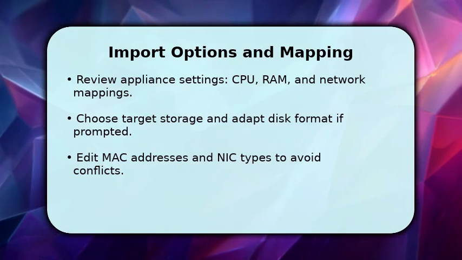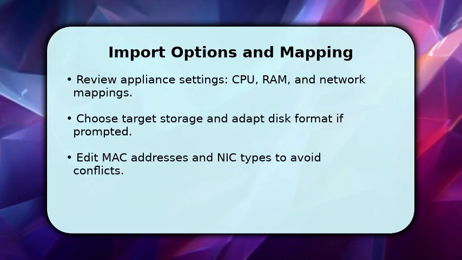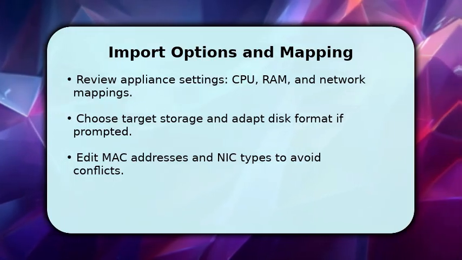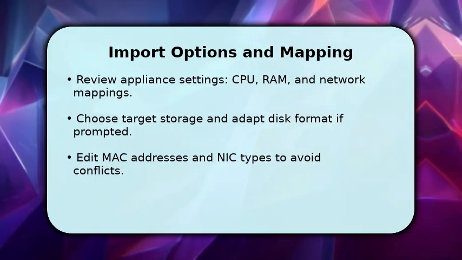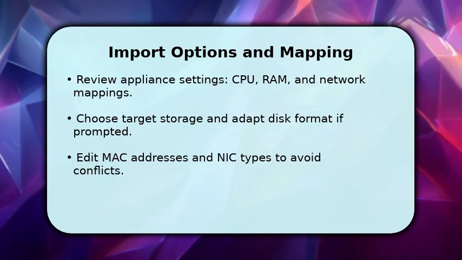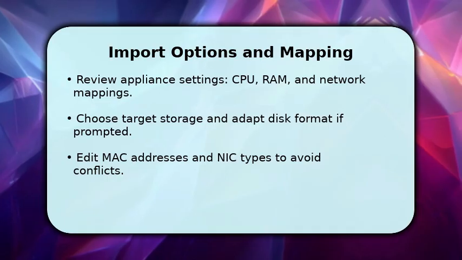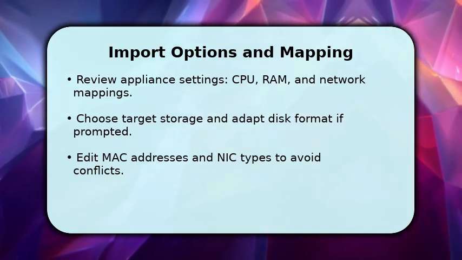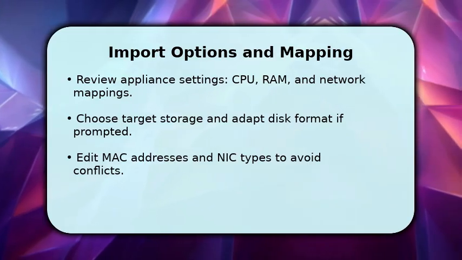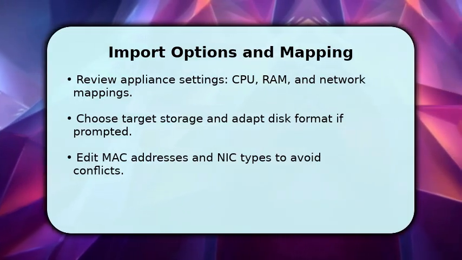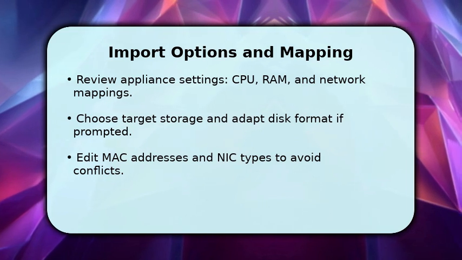You now walk through the import wizard and focus on critical mappings. When the appliance details appear, adjust CPU and RAM to fit your host. Leaving defaults can cause performance or boot issues. Select the destination storage controller, and if offered, convert disk formats for compatibility. This can change I/O performance. Also update network adapter settings and MAC addresses to prevent collisions on your network. Once satisfied, click Import to transfer files and apply the configuration.